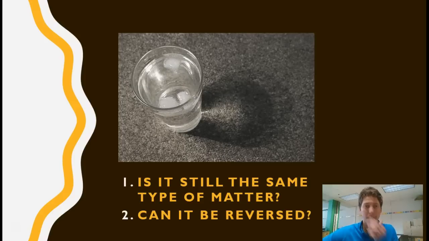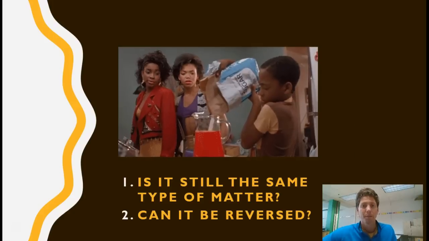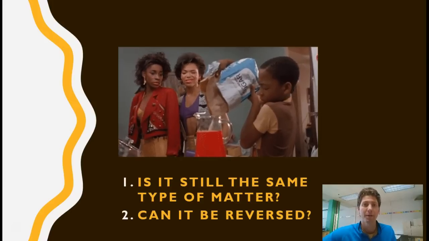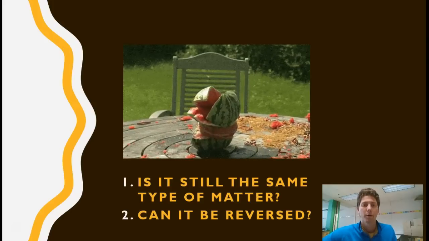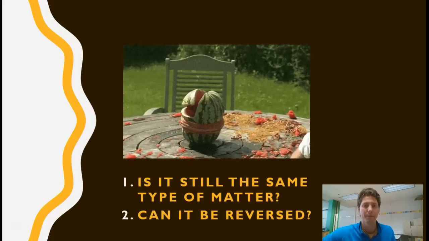More examples, things to consider: melting ice. Is it still water when it melts? Yes. And can we reverse it? Yes, we could freeze it again. Chopping these onions. Is it still an onion when you chop it? Yes. Can it be reversed? It's a little tricky to reverse it. You couldn't really piece it back together, but you also need to use logic. It's still an onion. Making Kool-Aid. Similar to the salt example, we're dissolving sugar into water. So it's still sugar, it's still water, and you could undo it. You could evaporate the water. Crushing this watermelon. It's still a watermelon in the end. Can you reverse it? Again, it'd be tricky to put it back together, but it's still a watermelon.